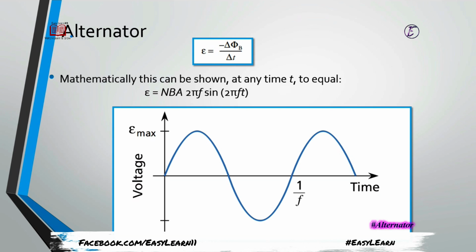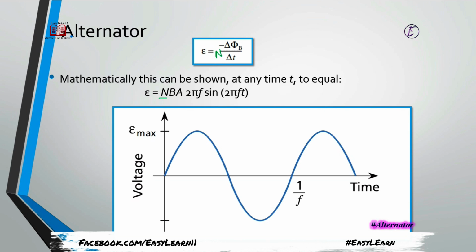Basically, the more the change in the magnetic flux with respect to time, the more EMF is generated. Mathematically we can write this formula, especially when the frequency is included. In this alternating case, EMF is equal to NBA 2πf sin(2πft). The number of turns N I just don't mention here, because for the single case N is equal to 1.